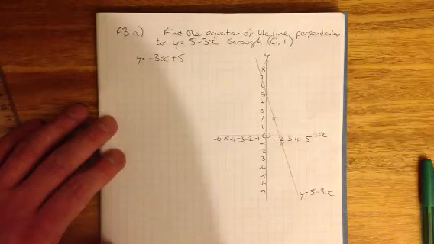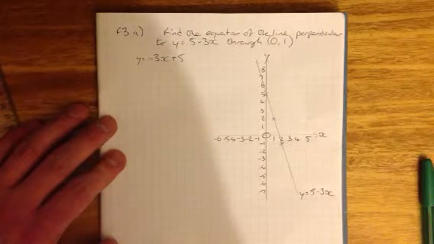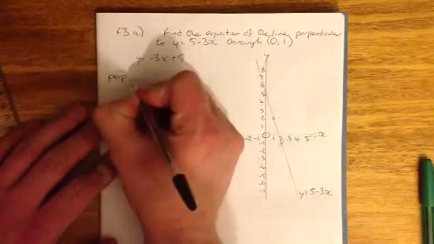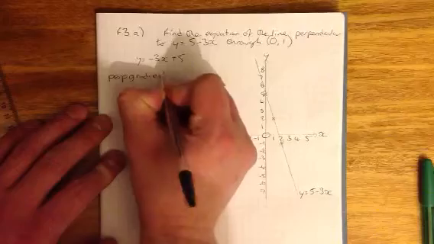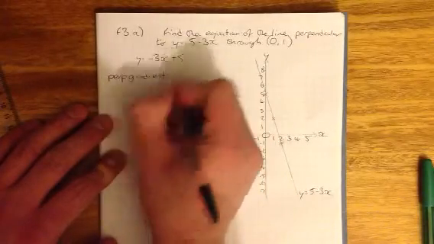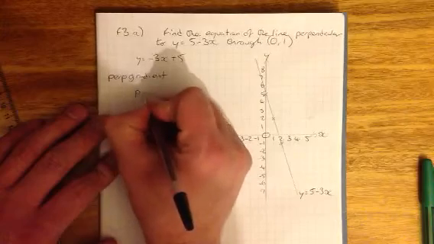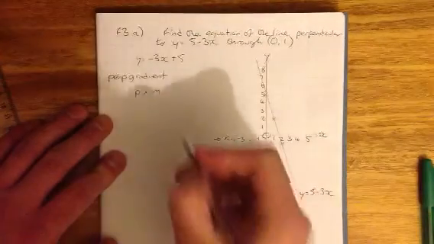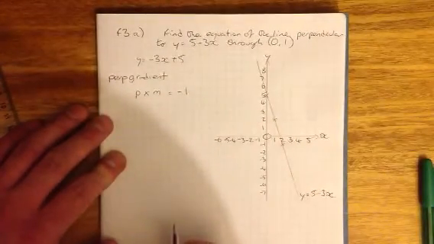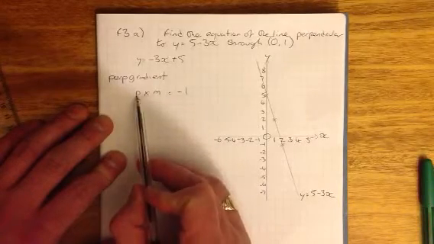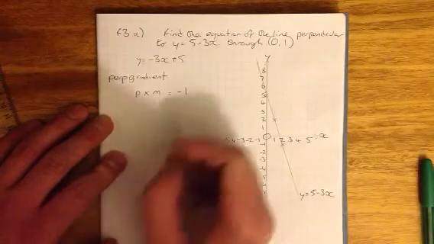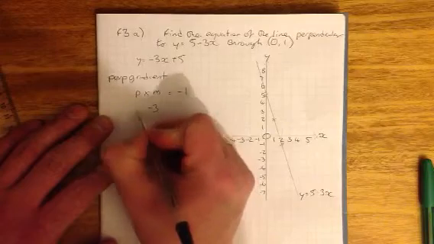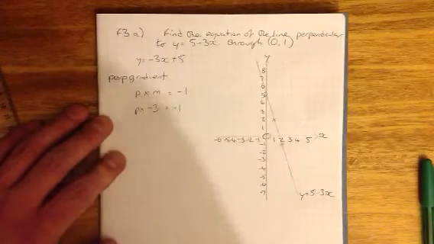To find the perpendicular, we're going to start by finding the gradient of the perpendicular. We're going to call that P, I think. So we've got the relationship that P times by the original gradient equals minus 1. Now, we've already talked about this. Our new gradient times by our original gradient is minus 1. So our original gradient was minus 3. So P times by minus 3 is minus 1.